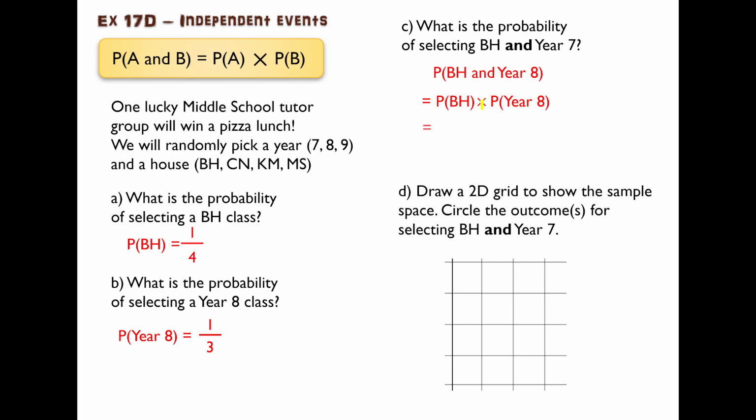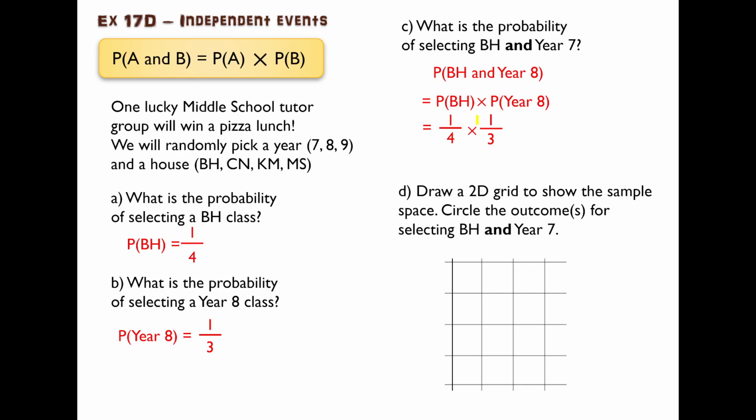So, what is the probability of getting Bleeby Howard? We already figured that out, right? The probability of getting Bleeby Howard, BH, is 1 over 4. I copy down the times sign, and I'll replace this part here with the probability of choosing year 8. There we go. 1 out of 3. Good. So now I can just multiply these fractions together.